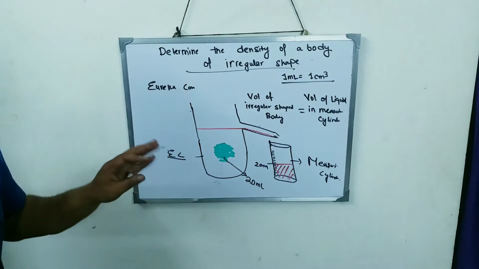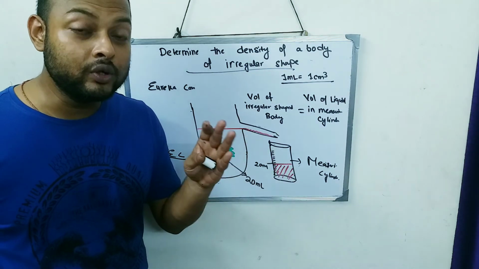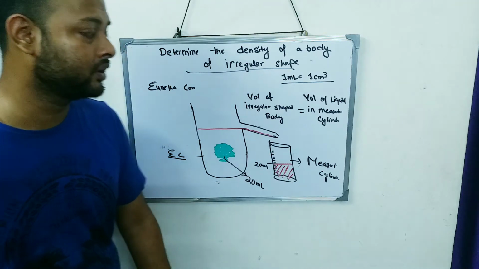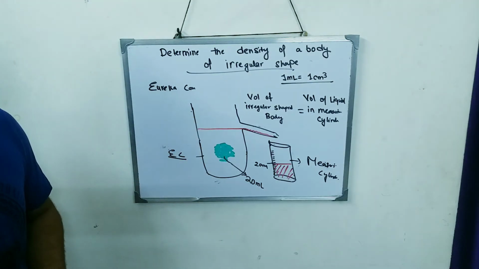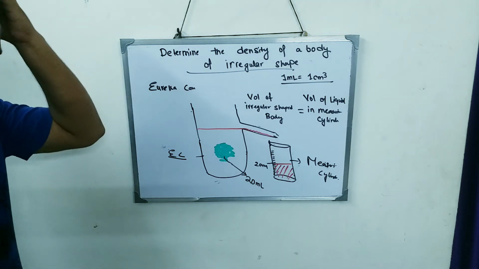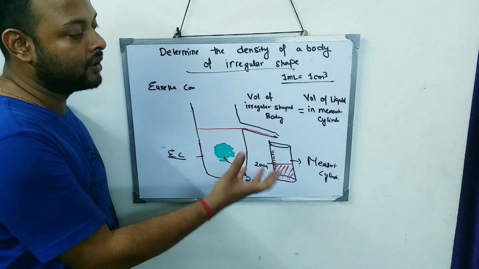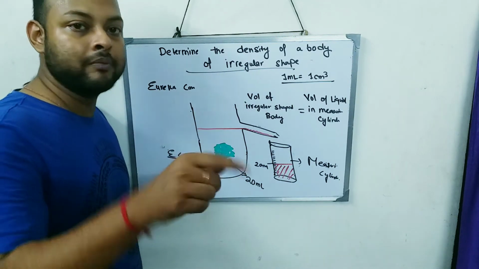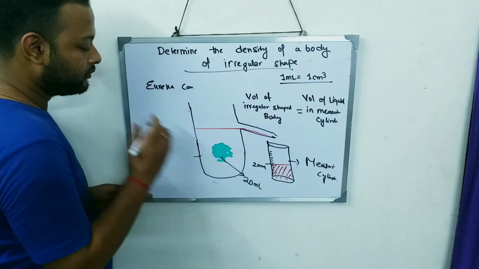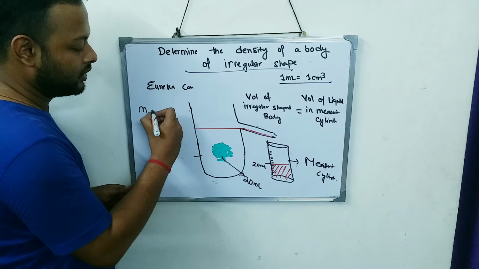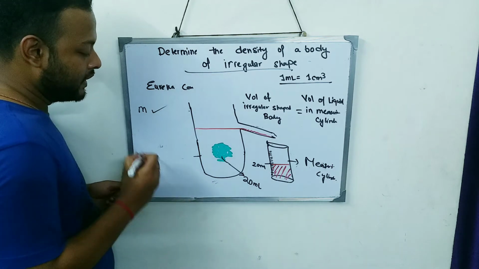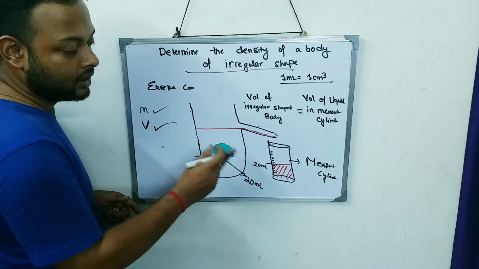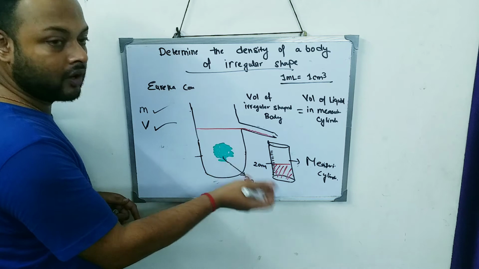So this is the way to determine the volume of an irregular shaped body. I hope you understood this part. If you are able to determine the volume and mass, we can determine the density. Can mass be determined for an irregular shaped body? Yes, by using a beam balance. Can we determine the volume of an irregular shaped body? Yes, by using this way or the previous way.